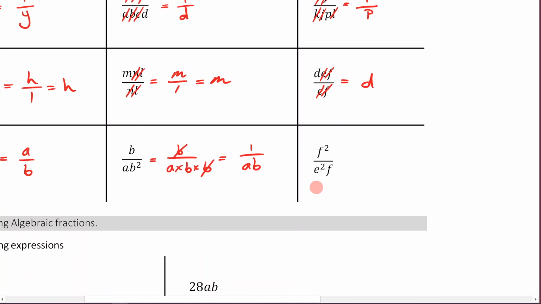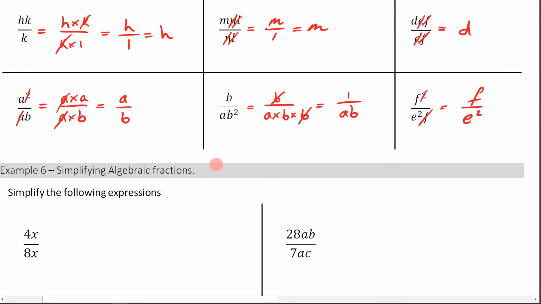And finally, we come to this one, in which we have f squared over e squared f. What's going to happen here? One f here is going to cancel off with one f there, which means I'm just going to have an f here, and then I just have an e squared there. So just be careful with how you approach these. If you are feeling stuck, you can write them out, multiplying each one, but after a while, you'll become efficient enough where you can just start canceling things like that.